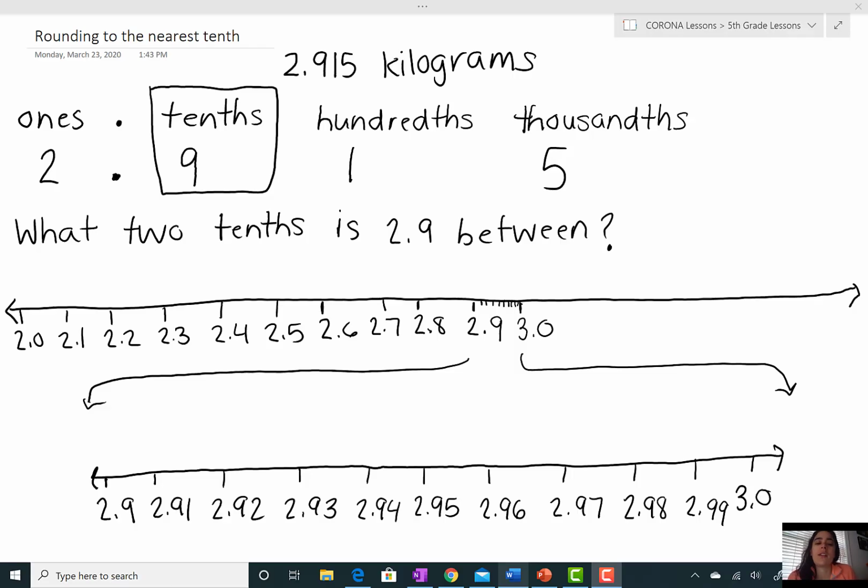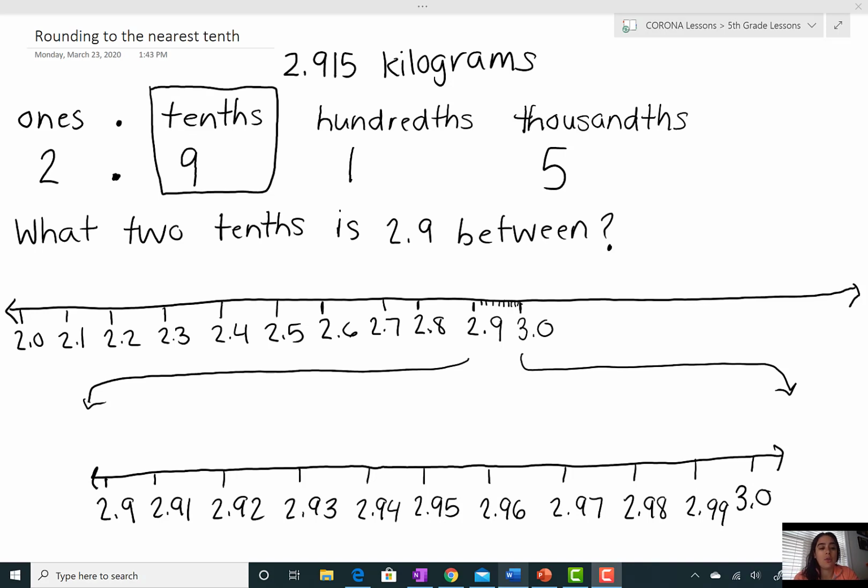Let's go over the Bucky's challenge problem. We're going to start by rounding 2 and 915 thousandths kilograms to the nearest tenths place. I made a place value chart here that has the ones, tenths, hundredths, and thousandths, and I put each digit where it belonged.